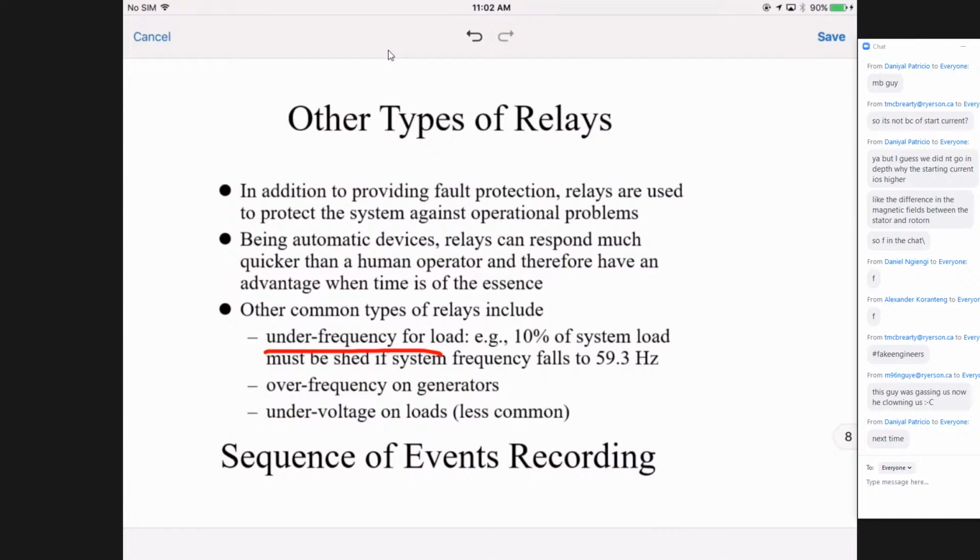My question is for the under frequency. Why do we have to protect against under frequency? You learned frequency for sure. Why do we have the concern for low frequency? Again, I put that as a question.